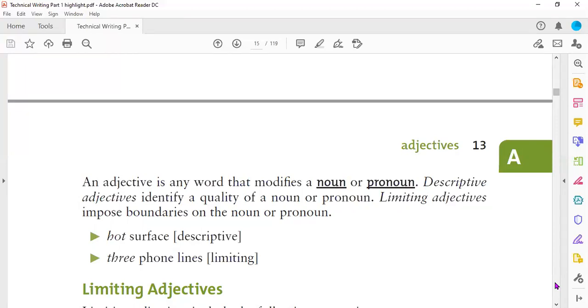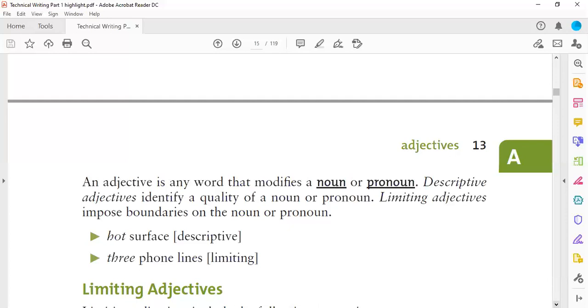Look at these examples: hot surface. Now, hot is an adjective and it describes the surface. Okay, so it's a descriptive adjective. Three phone lines. Here, three is an adjective, but it's a limiting adjective. Why is it limiting? Because we limit the phone to three lines only. So that's like we have three phone lines. That's a limit. Okay, it doesn't describe, but it tells us about the number. And that's why it's called limiting adjectives.